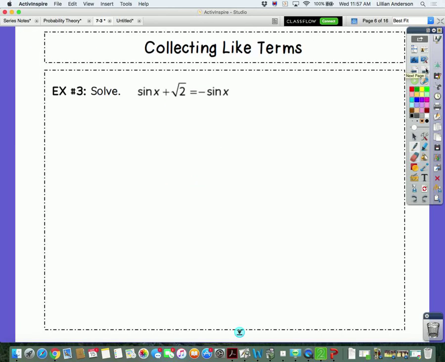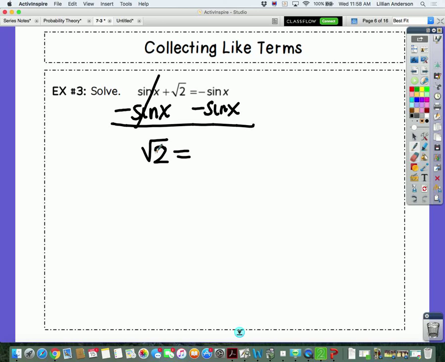Alright. I'm more concerned about the ones like this where you actually have to solve it by hand. No need to worry about graphing. Collecting like terms is one of the strategies. That means getting all your sines on one side, everything else on the other side. How do I get my sines on the same side? Add sine x or subtract sine x. Doesn't really matter. We'll go this way. So that cancels out. We're left with a root 2 on the left side. What are we left with on the right side?